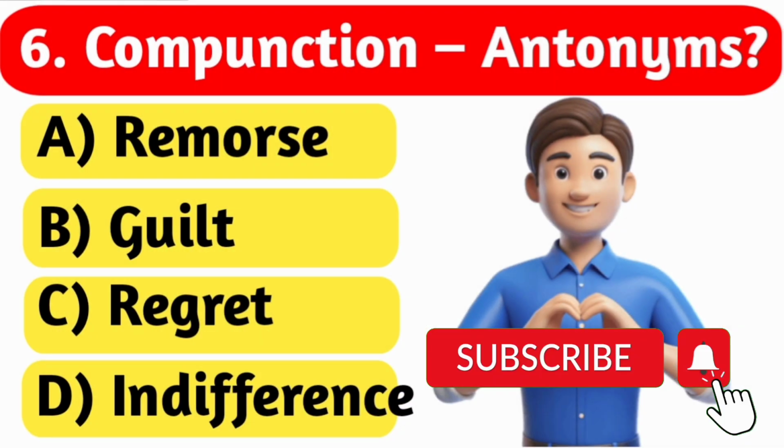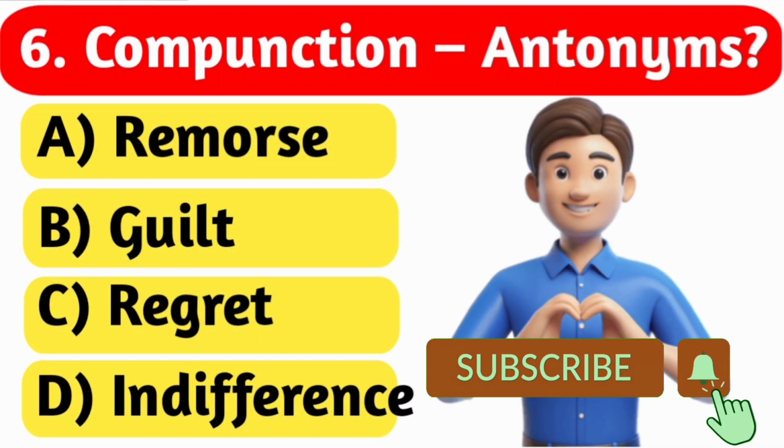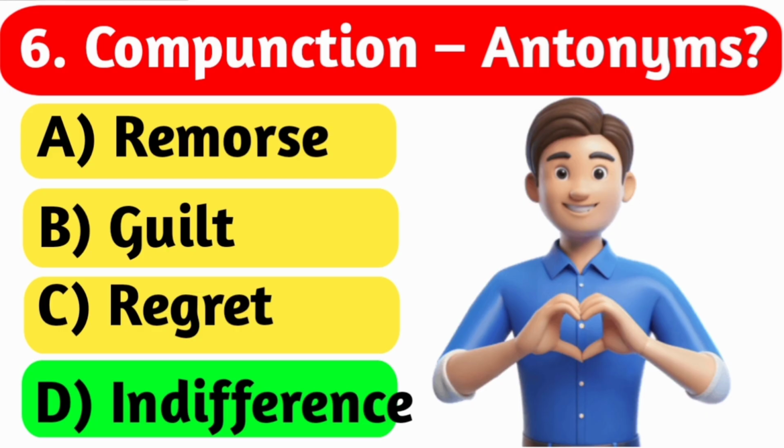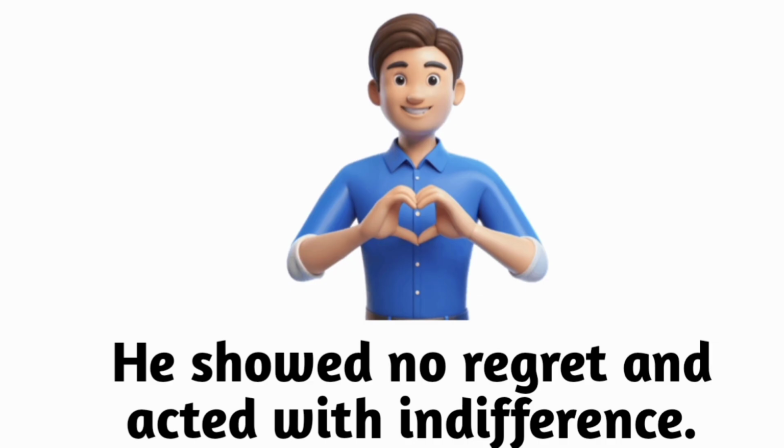Your sixth question is compunction antonyms. Your options are A. Remorse, B. Guilt, C. Regret, D. Indifference. Your correct answer is option D. Indifference. He showed no regret and acted with indifference.